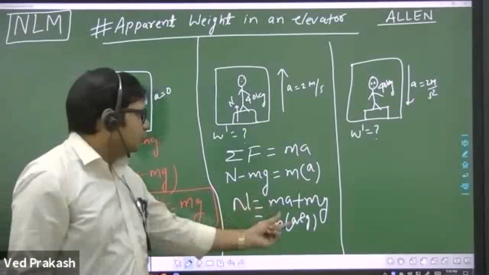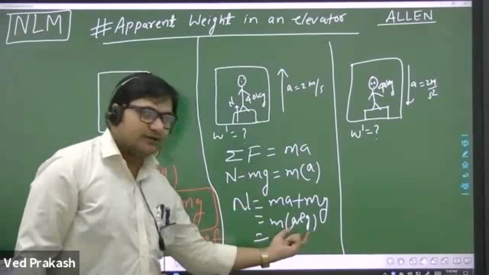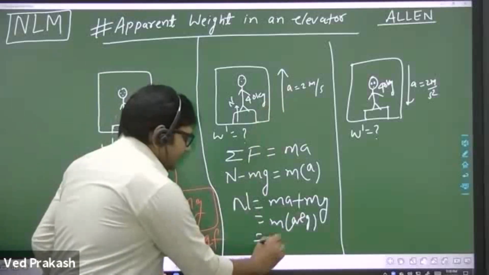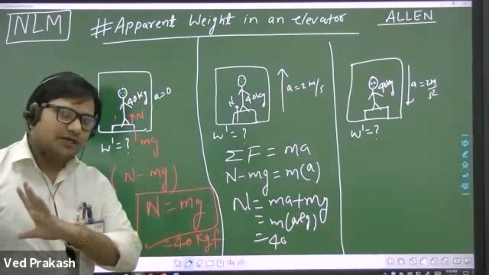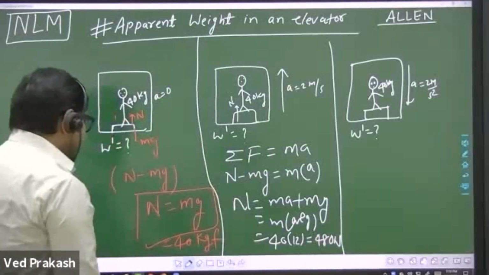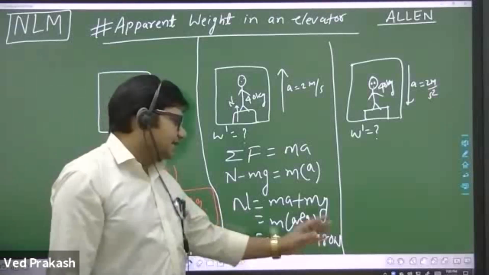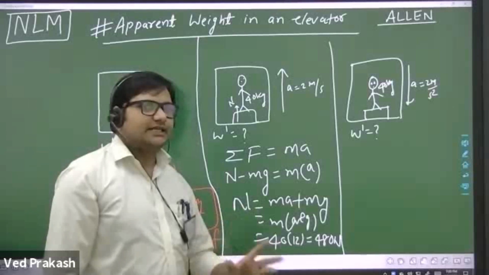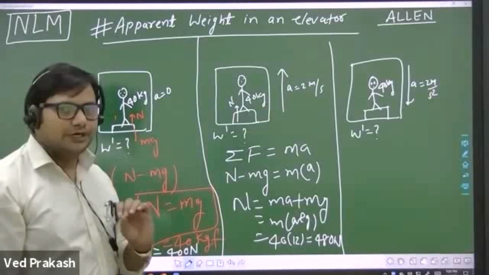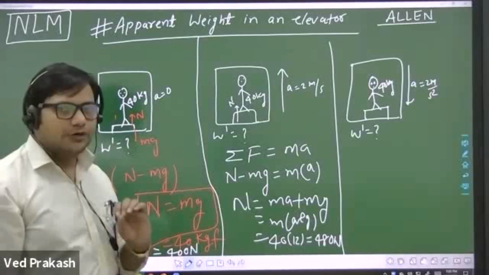The value of a is given as 2 and g equal to 10. So in total we have to write 12 here. A equal to 2 given and g equal to 10. So here the normal reaction will be equal to 40 into 12, which is 480 Newton. So in the first case, the reading of the weighing machine is 400 Newton, but in the second case, this reading is 480 Newton. So we can say that the apparent weight in this case is more than the true weight or real weight.